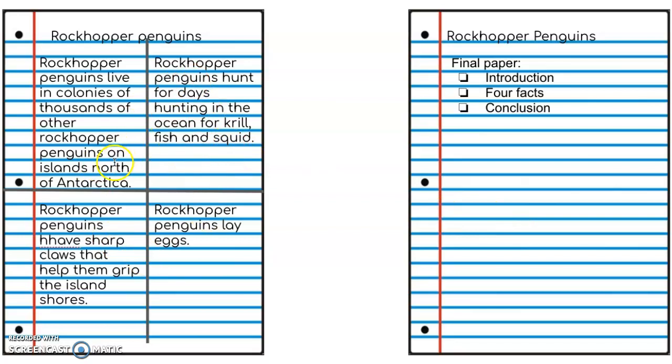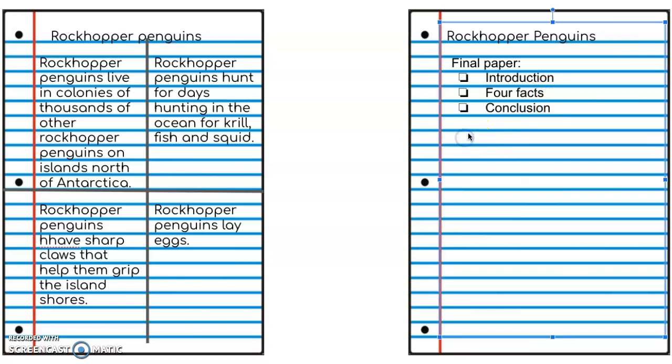So here you can see I have my notes out and now I have my final paper. So up at the top I wrote rockhopper penguins. That's the penguin I chose to research. So up at the top on that first blue line, I want you to write the kind of penguin that you chose to research about. Okay. Now these are the 3 things that we need on our final paper. We need the introduction, we need 4 fact sentences, and then we need a conclusion sentence.